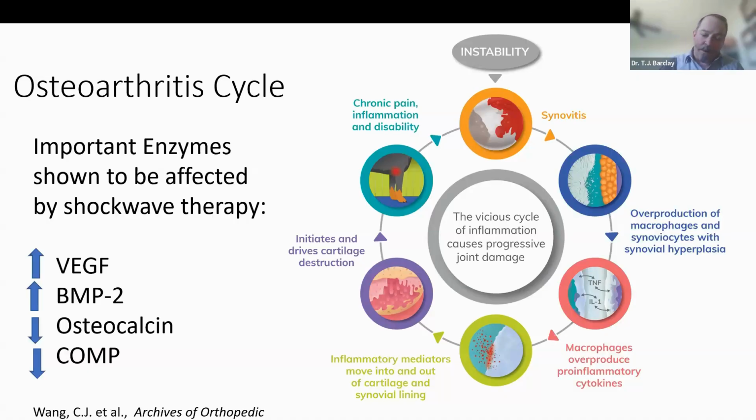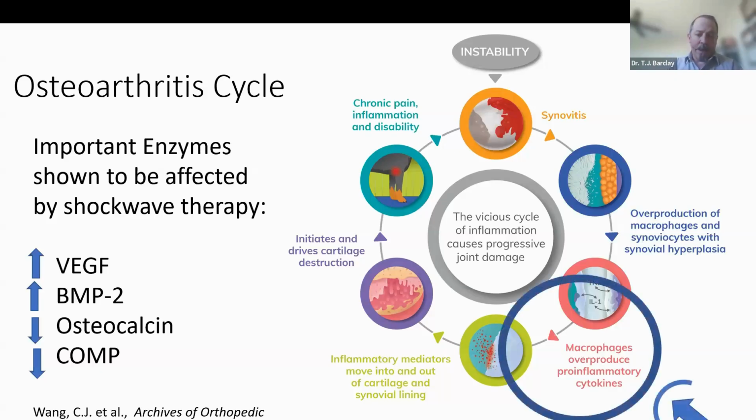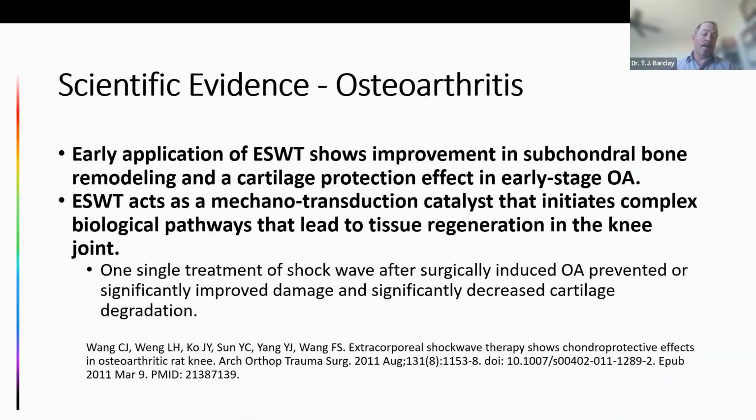So where shockwave intervenes in this cycle is right here. It's going to inhibit the release of those pro-inflammatory enzymes by the macrophages, and also upregulate some of the body's natural anti-inflammatory mediators, such as interleukin-1 receptor antagonists.